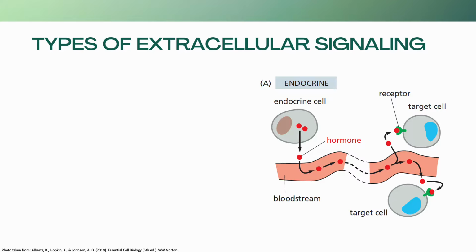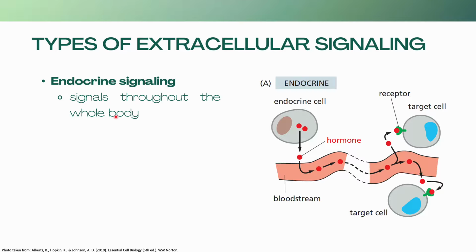Now there are different types of extracellular signaling. The first one is called endocrine signaling. Here, signaling cells send signals throughout the whole body in the form of hormones. You can think of endocrine signaling as long-distance signaling that occurs all throughout the body. And it does this by transmitting these hormones through the bloodstream. So any cell that can be touched by your bloodstream is a potential target for endocrine signaling.